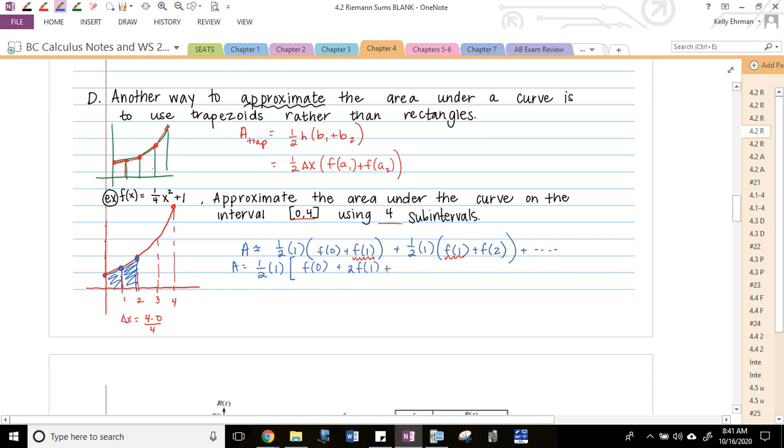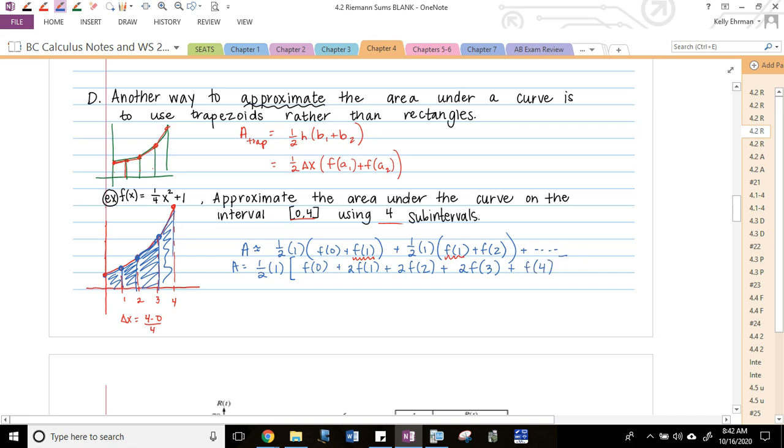The same thing's going to happen with f of 2, right? Because here f of 2 got used in the end of this trapezoid, and here it is again, beginning of the next one. So you're going to have plus 2 times f of 2. Plus f of 3 is going to get used twice because here it is in this trapezoid, and it also shows up at the beginning of the last trapezoid. You're going to have two f of 3s. Plus the final base was at f of 4.